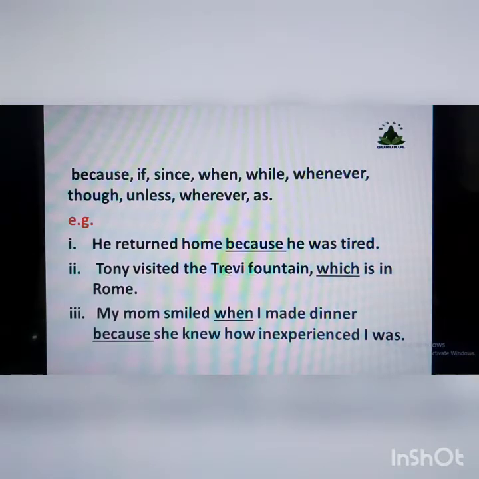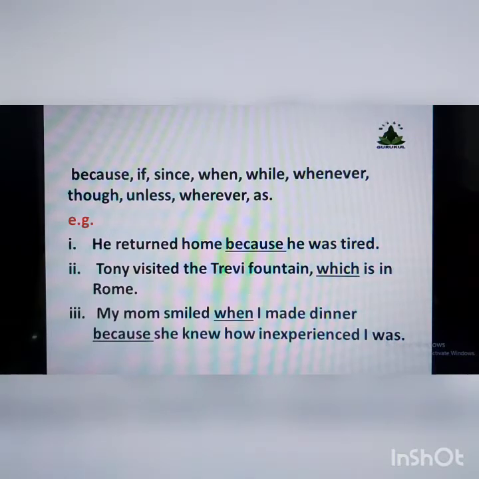There is one dependent clause, he was tired, and a subordinating conjunction, because. So, it is an example of a complex sentence. He returned home because he was tired. Now, let's take another example.